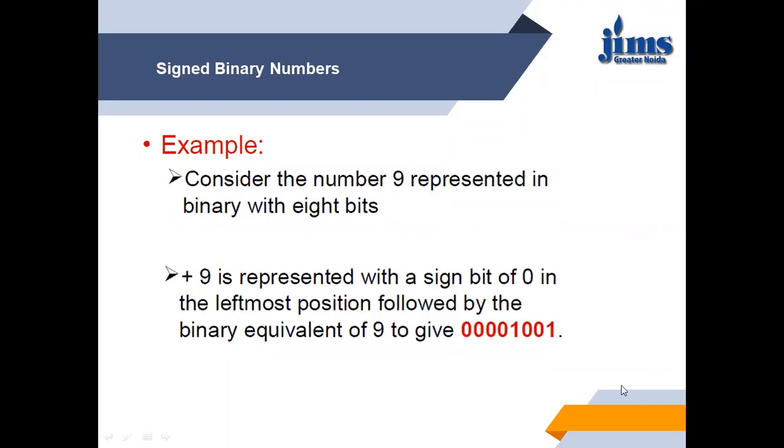So plus 9 is represented. 9 is 1 0 0 1. That will be in the rightmost part, and the rest of the 4 bits are 0. As we are representing plus 9, the leftmost bit is 0. That is your sign magnitude representation. So we represent plus 9, and the string comes to be 0 0 0 0 1 0 0 1. It is a signed magnitude representation. The leftmost bit will be 0 because we are representing a positive number.